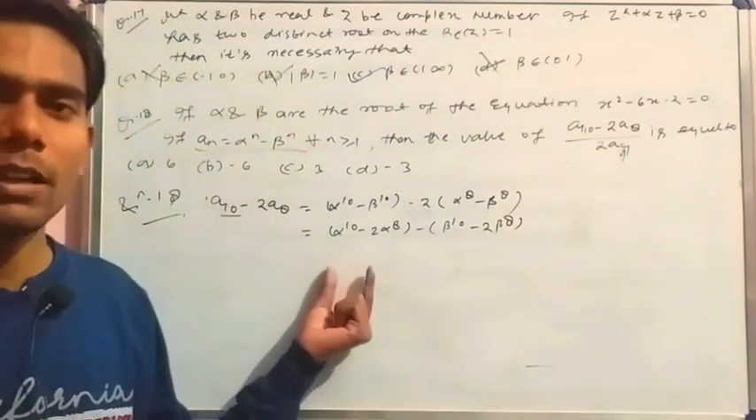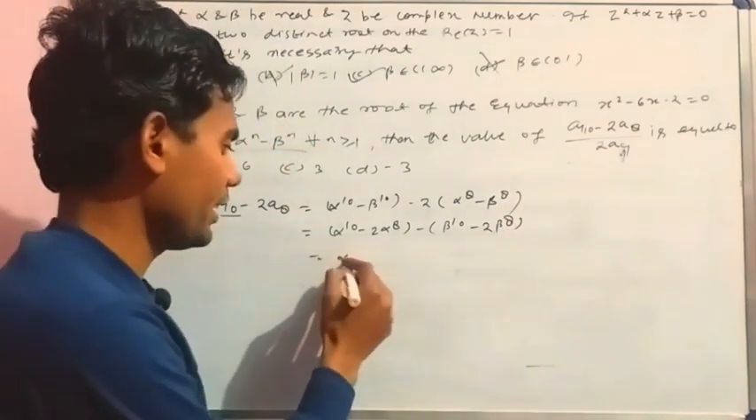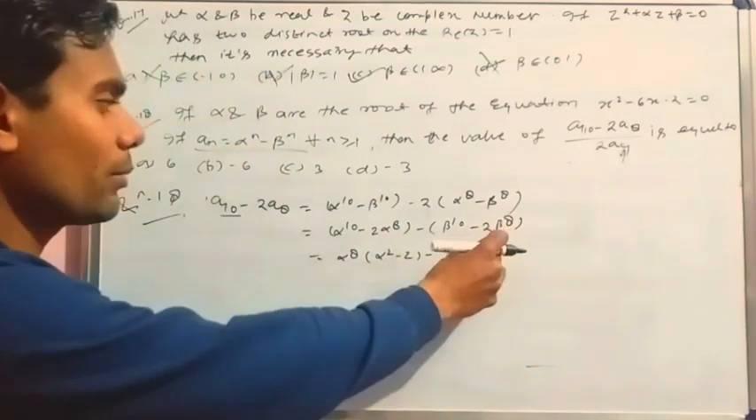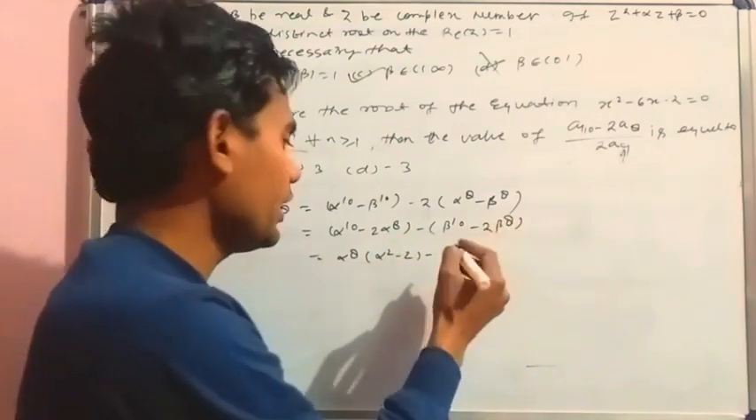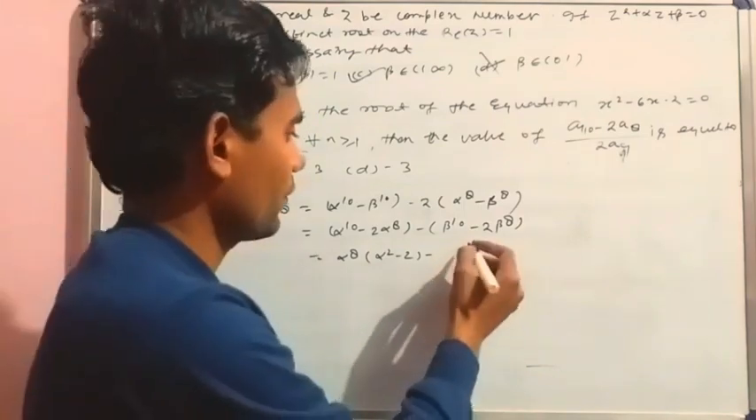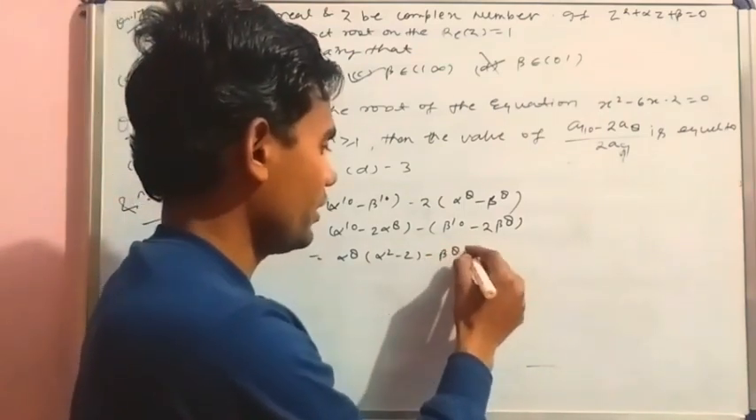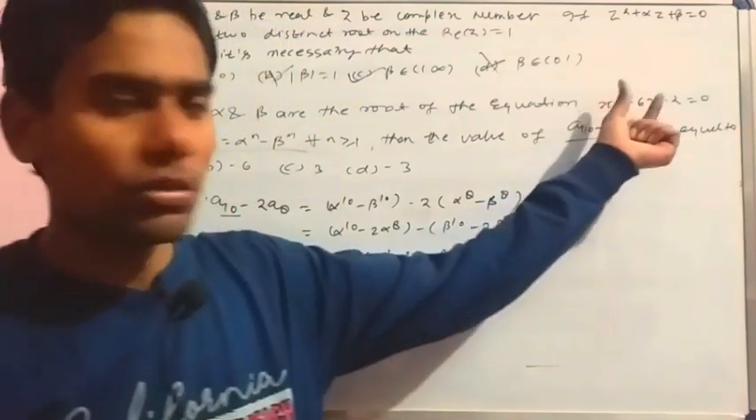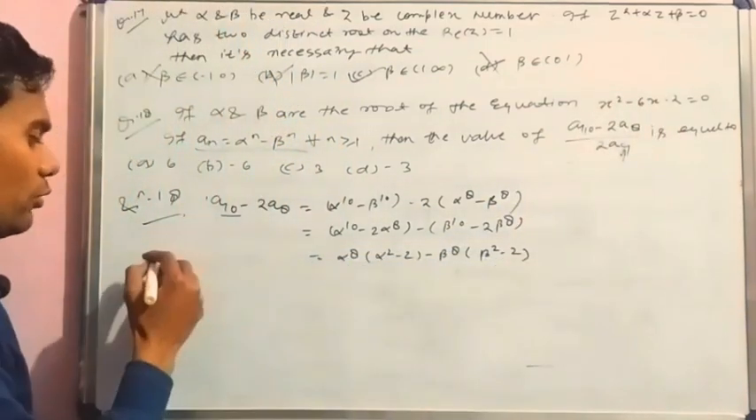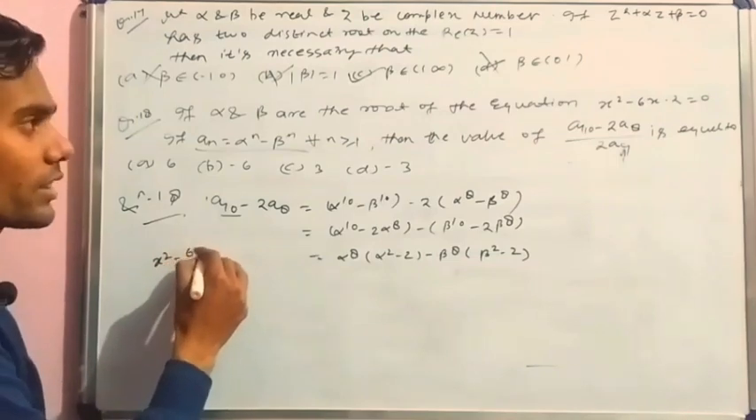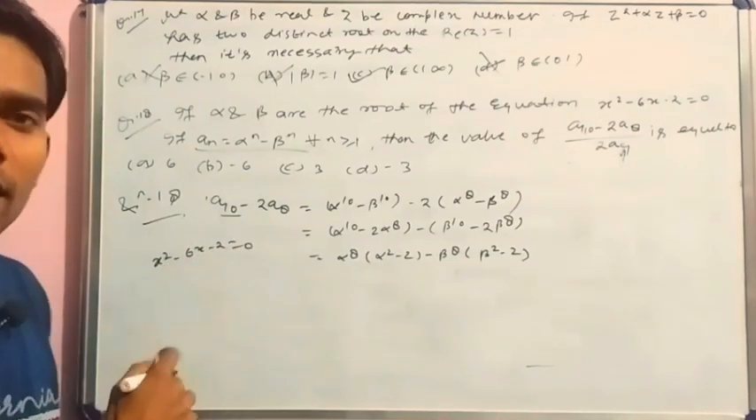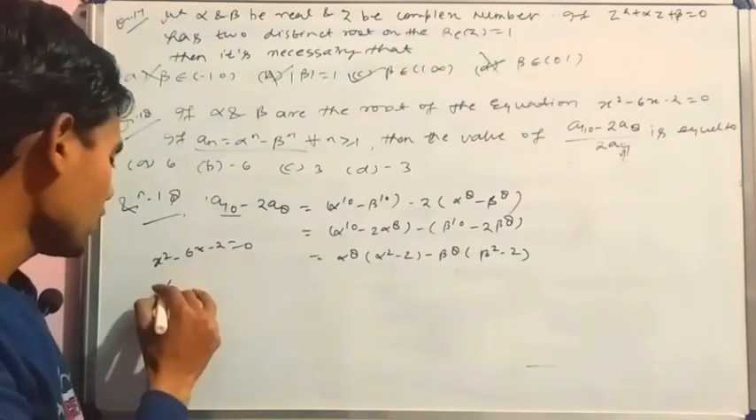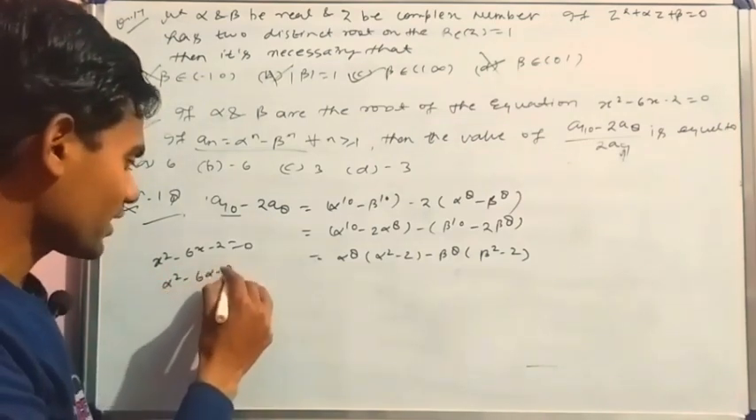If alpha power 8 is common, then we get alpha square minus 2, and if we take beta power 8 common, we get beta square minus 2. And if alpha and beta are the roots of this quadratic equation x square minus 6x minus 2 is equal to 0, then alpha and beta satisfy this equation, which means alpha square minus 6 alpha minus 2 is equal to 0.